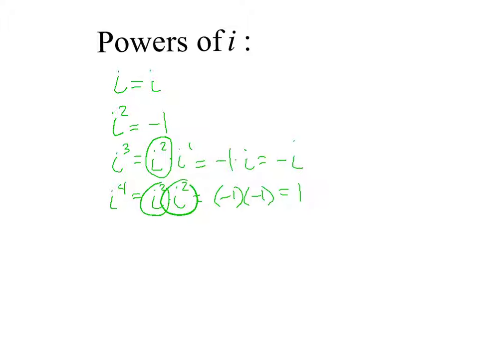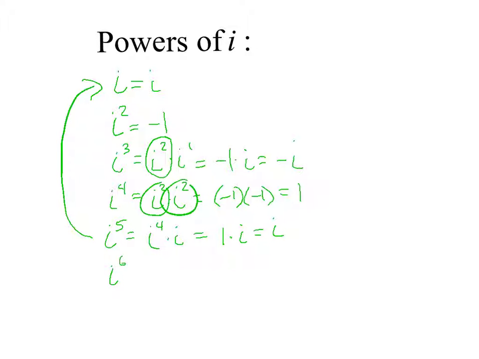So now as I go on to talk about i to the fifth, instead of breaking everything down in i squared, I'm going to break it down in i to the fourth, because i to the fourth is 1. So i to the fifth is i to the fourth times i, and I know i to the fourth is 1, so now I have 1 times i. So i to the fifth is the same thing as i.